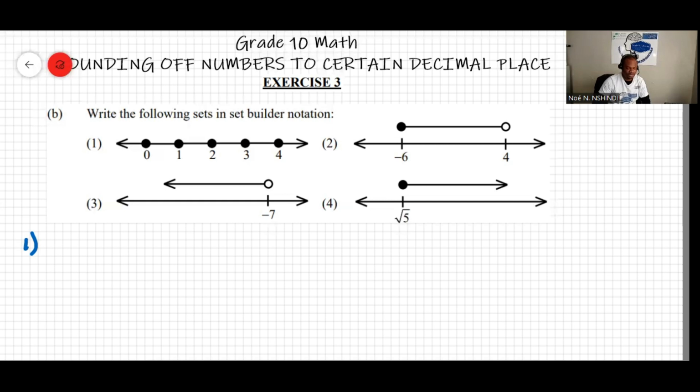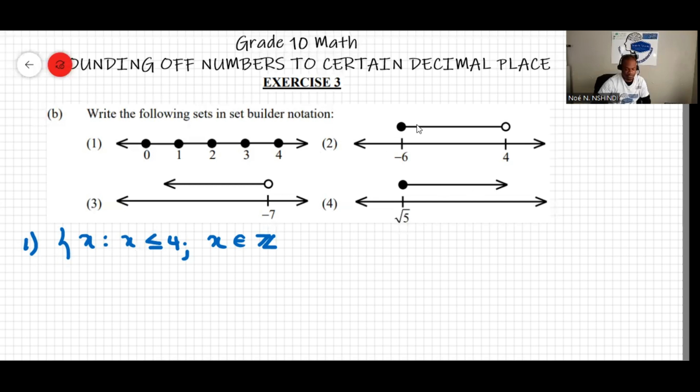This will be like, we say that x such that x is lesser than or equal to 4, and x is a whole number or an integer, because of the presence of 0 there. If there were no 0 there, I would have said it was a natural number, but because of that, it can be a whole number or an integer.